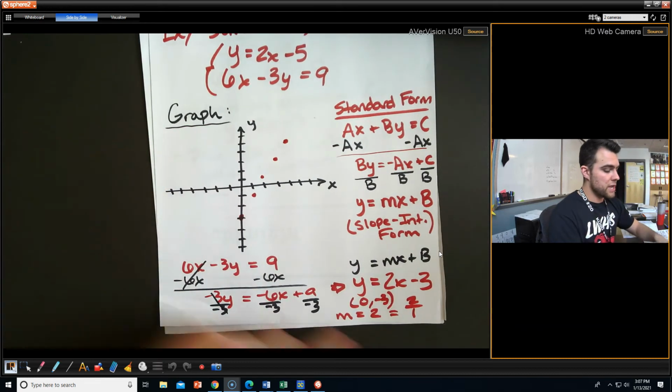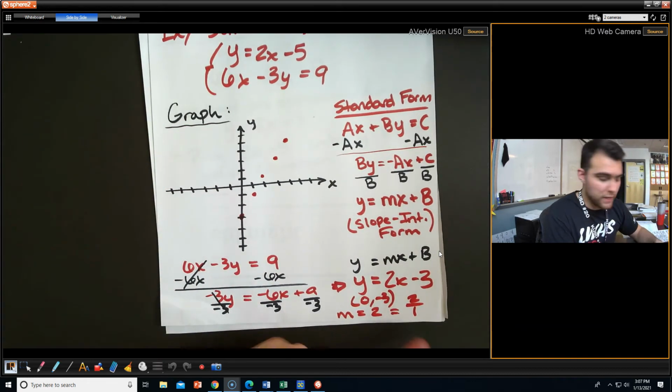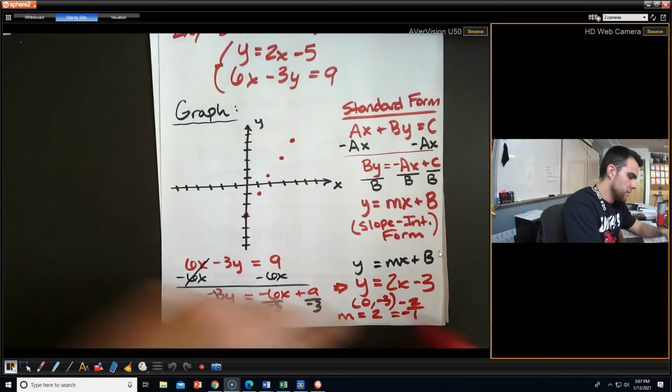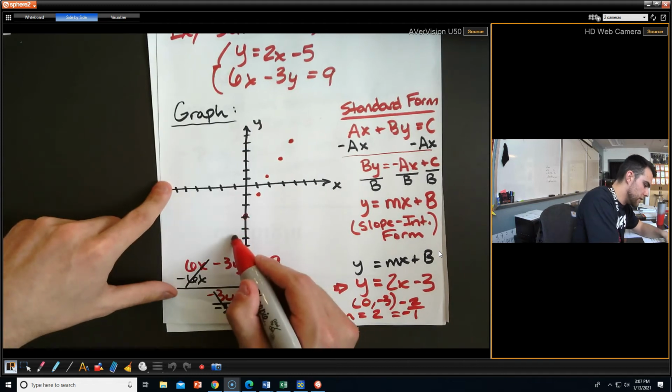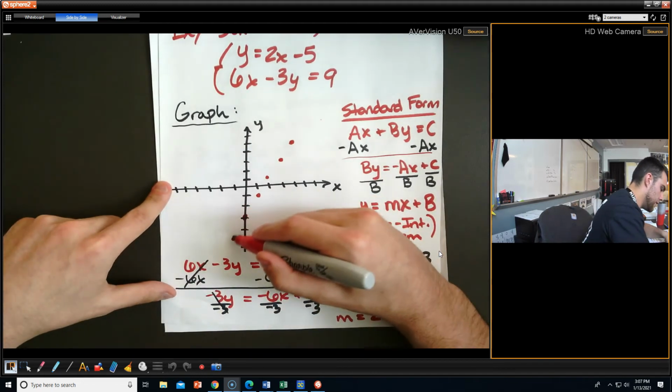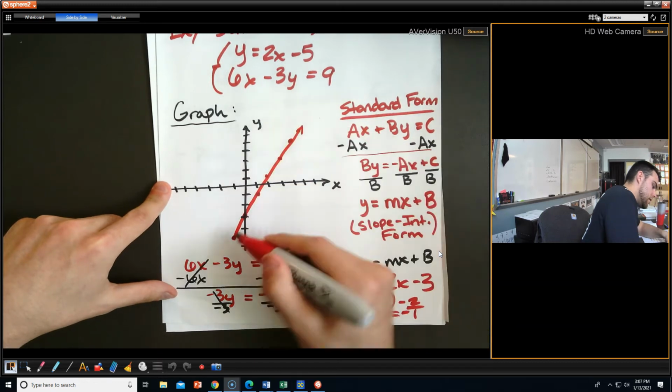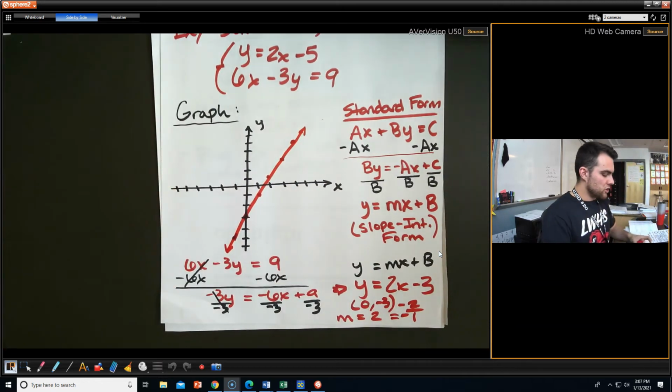I can also go the other way. How do I do that? I can make them both negative. So I can go down 2, left 1, and we'll call it good right there. That looks like I have enough points to get that sketch.